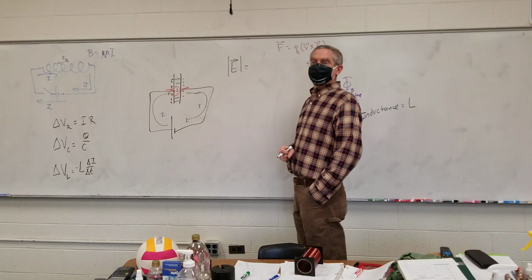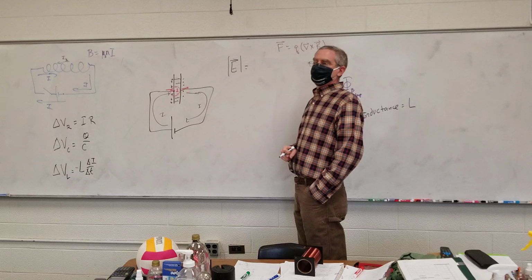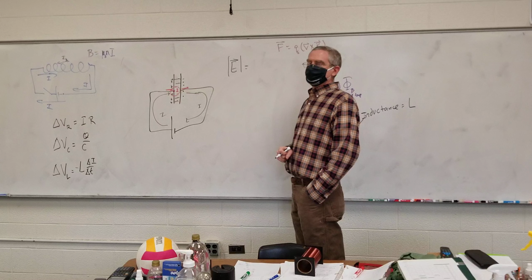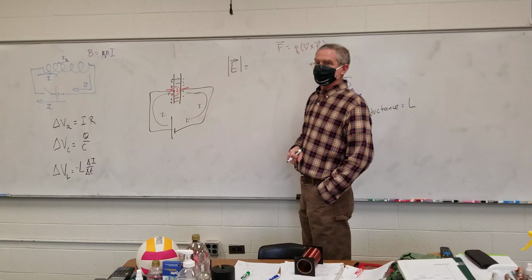Oh, that's the K, I'm sorry, kappa times epsilon sub naught. Get rid of the charge. I'm sorry. Oh, divided by the distance. Multiply times the area and you have the capacitance for the electric field.